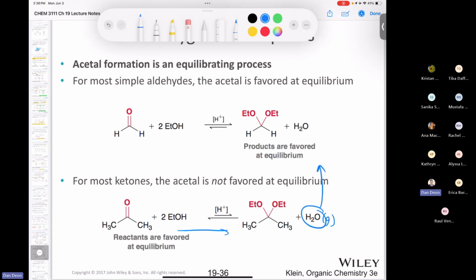You don't need to know about it, but that's how you remove the water. And then based off of Le Chatelier's principle, it pushes the reaction forward.